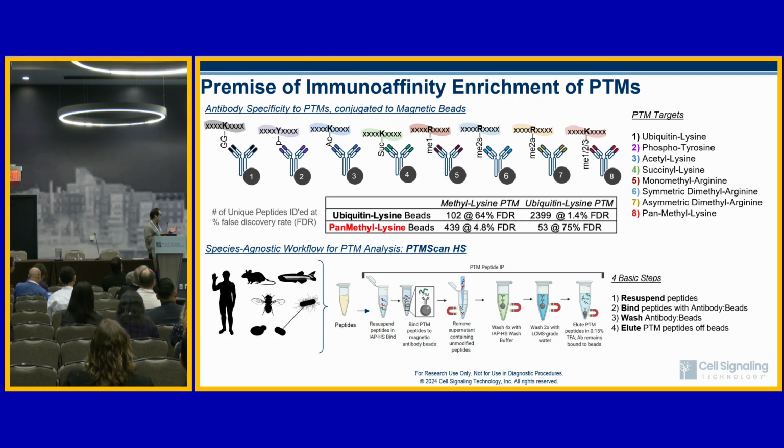One of the great things about antibodies is their antigen specificity, and we can see that in this table, comparing our first product, ubiquitin lysine, to our most recent product, pan-methyl-lysine. There's very little cross-reactivity or enrichment for other PTM types. Because we designed them to recognize PTMs independent of the surrounding amino acids, these antibodies recognize peptides independent of the species. They all follow a similar workflow: we simply bind the peptides, wash the peptides, and then elute them off the beads.